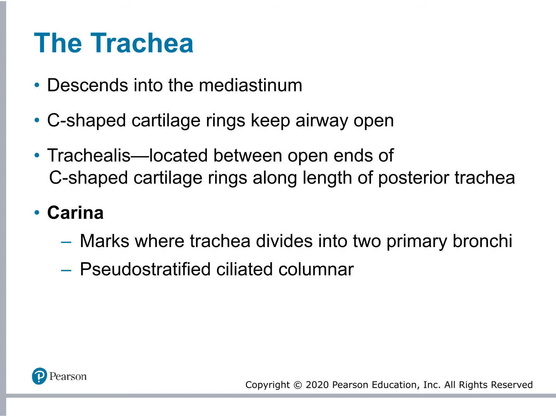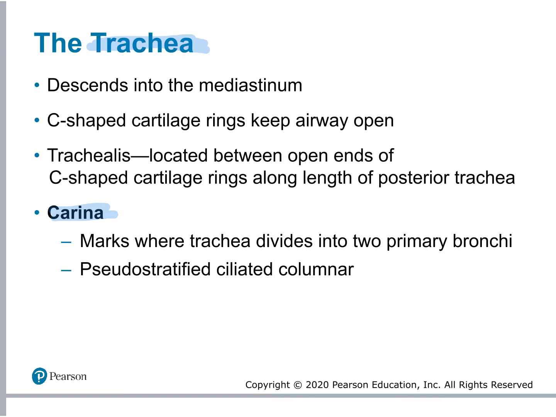All right, the next part of the bronchial tree is the trachea. The trachea is your windpipe. The windpipe goes all the way down into the thoracic cavity. So the trachea extends from the larynx all the way down to a part called the carina. The carina is where the trachea ends, and it splits into two primary bronchi, a right bronchus and a left bronchus.